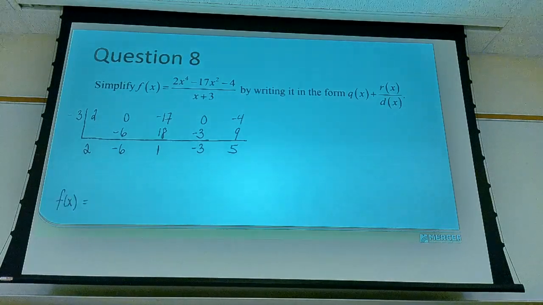Degree of the quotient is what? 3. So x cubed minus 6x squared plus x minus 3, and then the remainder, that's 5, and then over the divisor.